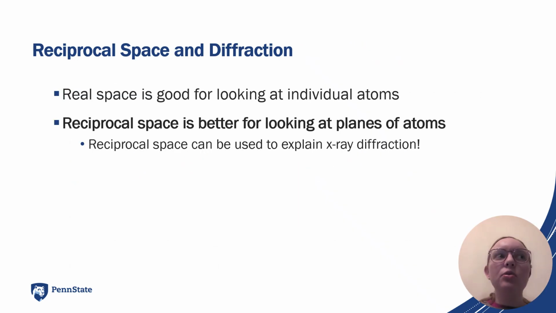While we could then use these new translation vectors in our reciprocal space to try to describe things like the location of specific atoms within the crystal, the more important use of converting to reciprocal space is actually in diffraction. Real space is very good at looking at individual atoms, versus reciprocal space is better for looking at different planes of atoms, and it can be used to very clearly explain X-ray diffraction.